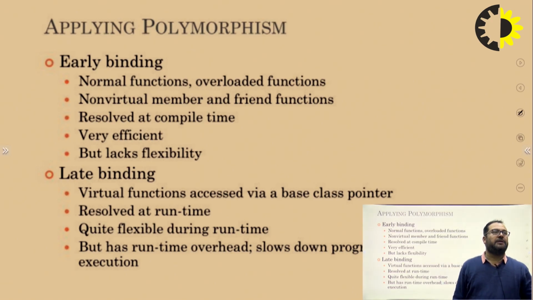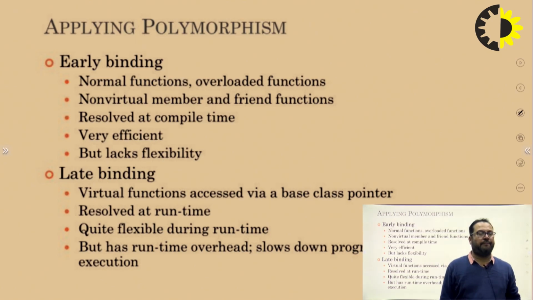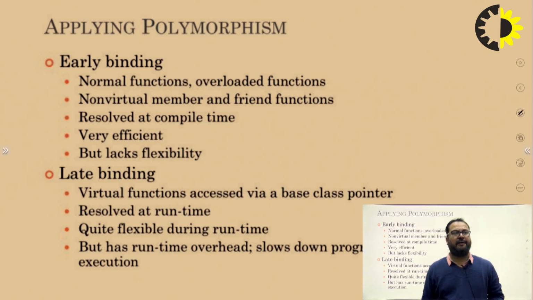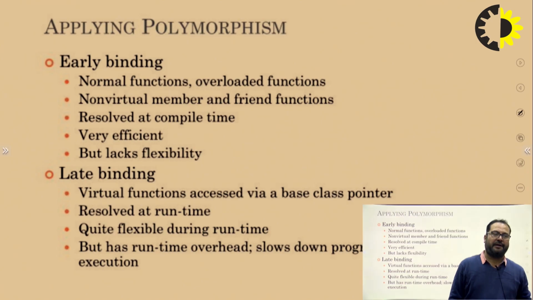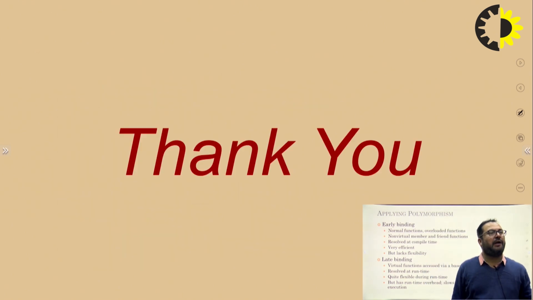So, early binding means compile time polymorphism, and late binding means runtime polymorphism, which is achieved by the virtual function. Early binding is achieved by function overloading or operator overloading.